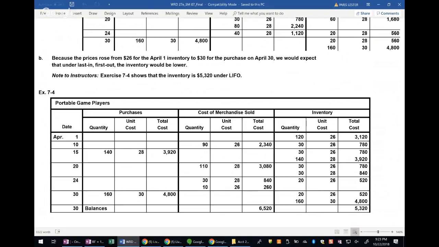Okay, so perpetual is still FIFO, LIFO and average, but you're going to do it after every purchase, because it's more like a moving average. A moving average would have been the best term for it. Because after every purchase, you recalculate. You start off with 120 units, you sold 90, that left you 30. Okay, and then you bought 140 and you had to recalculate.